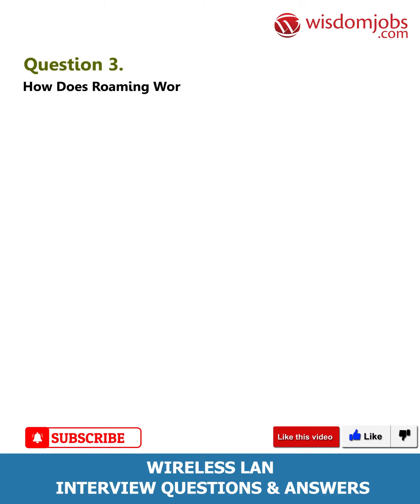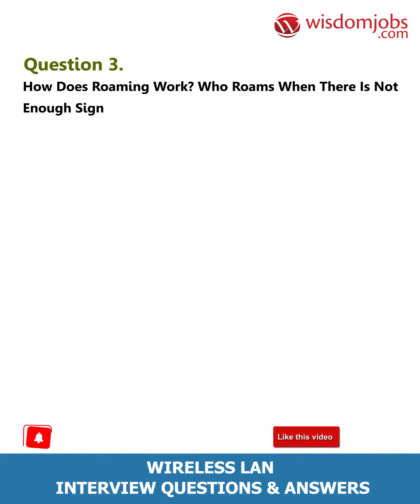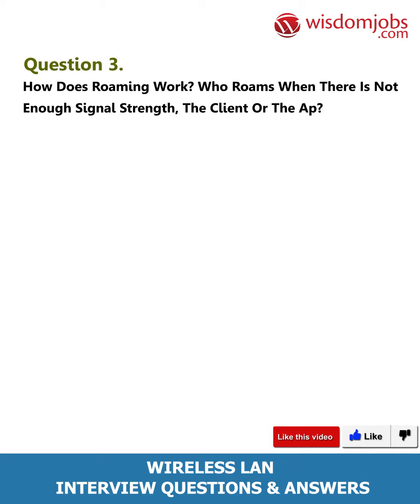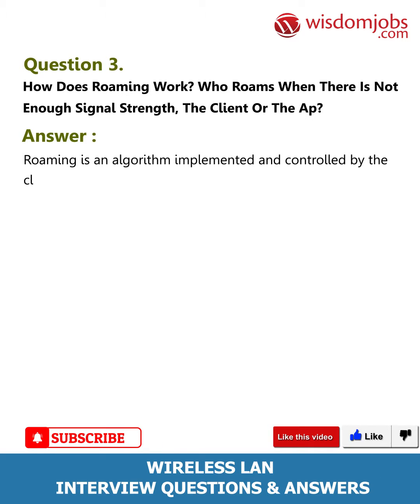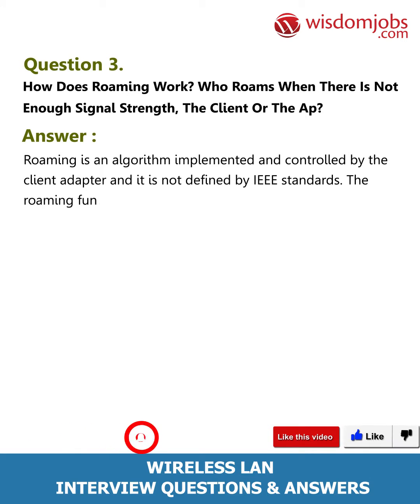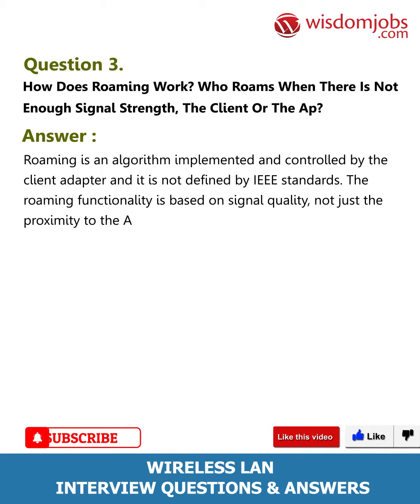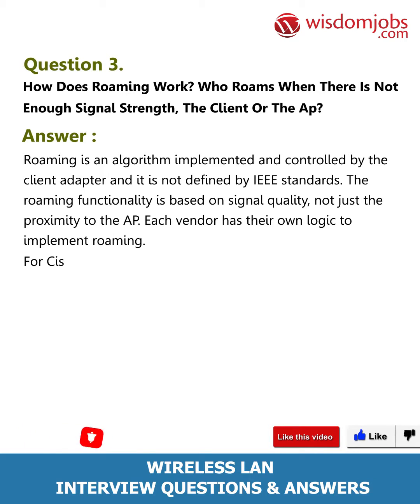Question 3. How does roaming work? Who roams when there is not enough signal strength, the client or the AP? Answer. Roaming is an algorithm implemented and controlled by the client adapter, and it is not defined by IEEE standards. The roaming functionality is based on signal quality, not just the proximity to the AP. Each vendor has their own logic to implement roaming.